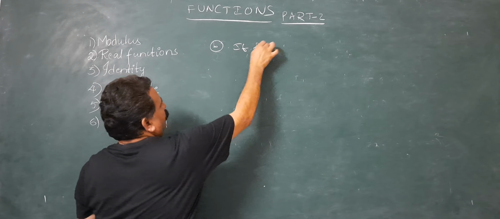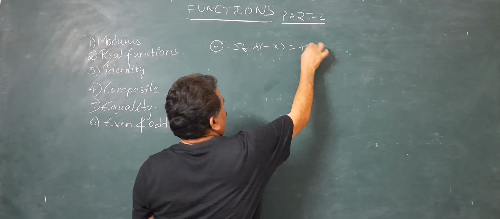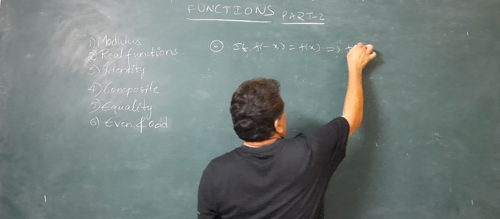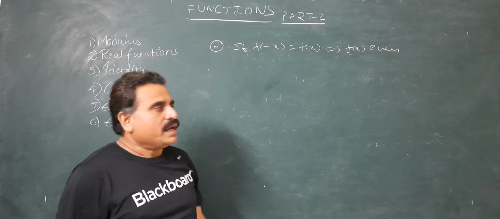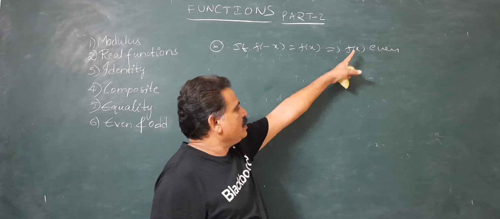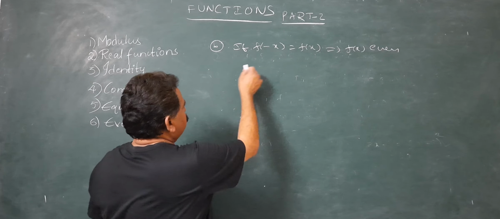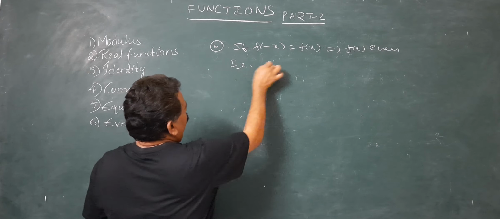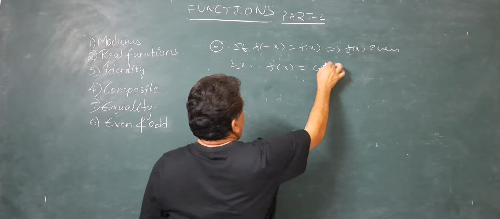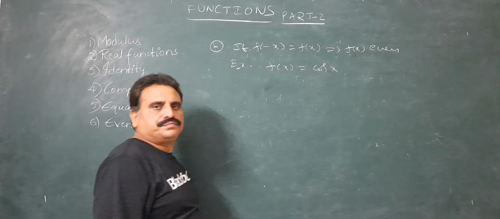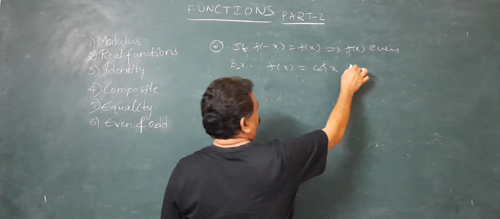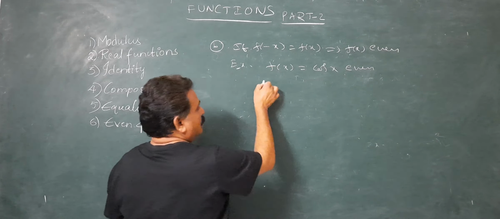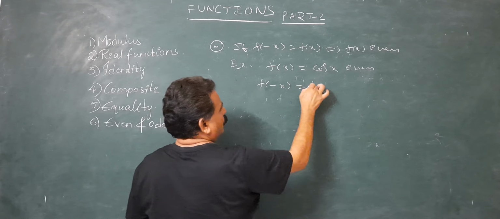If f of minus x equals f of x, then f of x is said to be an even function. For example, f of x equals cos x is an even function. How do you say that it is an even function? f of x is cos x, and f of minus x equals f of x.